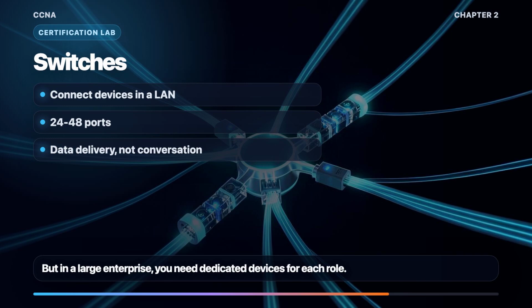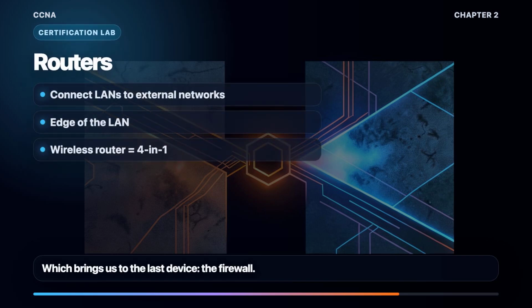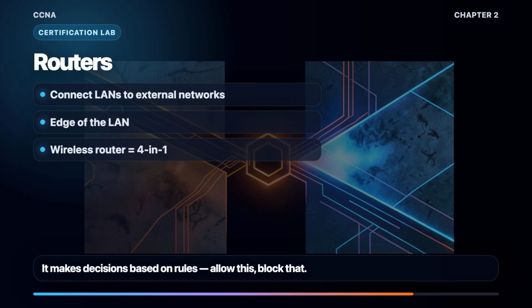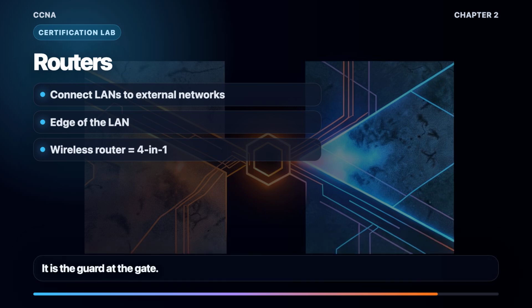But in a large enterprise, you need dedicated devices for each role. Which brings us to the last device, the firewall. A firewall sits between your network and the internet, inspecting every piece of traffic that enters or exits. It makes decisions based on rules. Allow this, block that. Your PC has a host-based firewall like Windows Defender, but a network firewall is a separate hardware appliance that protects your entire network, not just one device. It is the guard at the gate.